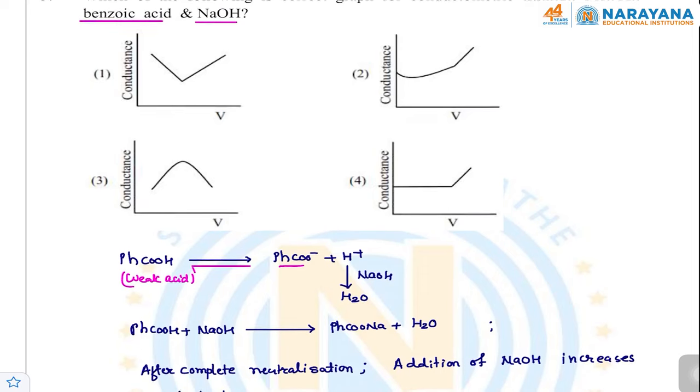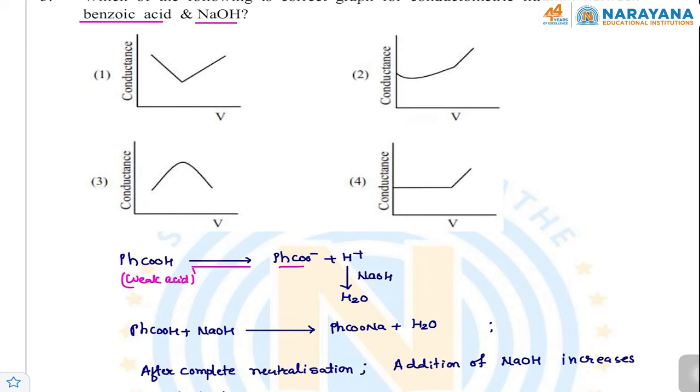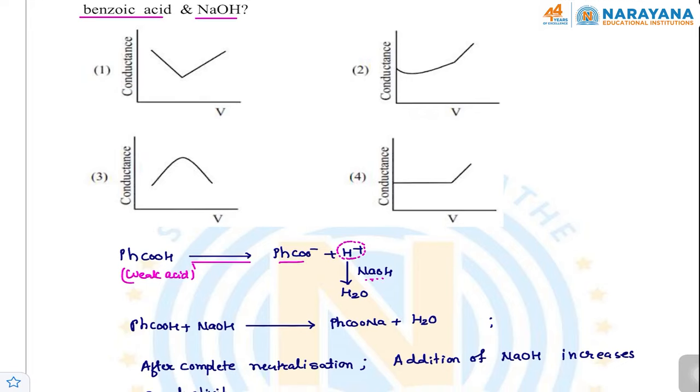Initially, when you start the titration, the H plus ions which were there due to the slight dissociation of benzoic acid will get neutralized by sodium hydroxide. We know that in aqueous solution, H plus has the highest conductivity. Due to this consumption of H plus ions, initially the conductivity will decrease slightly.